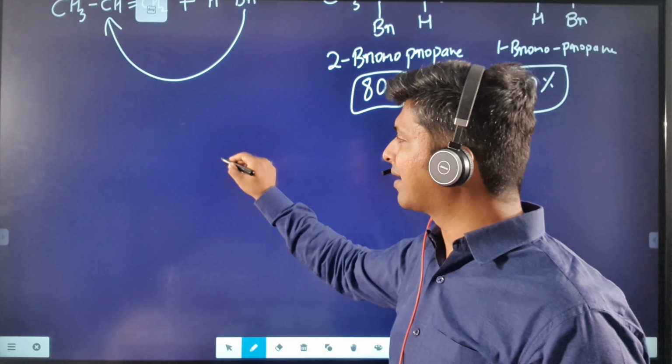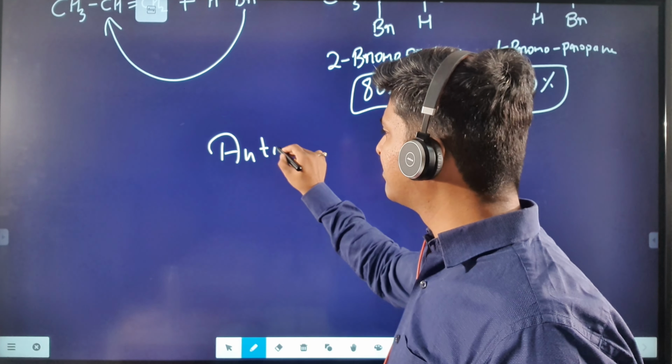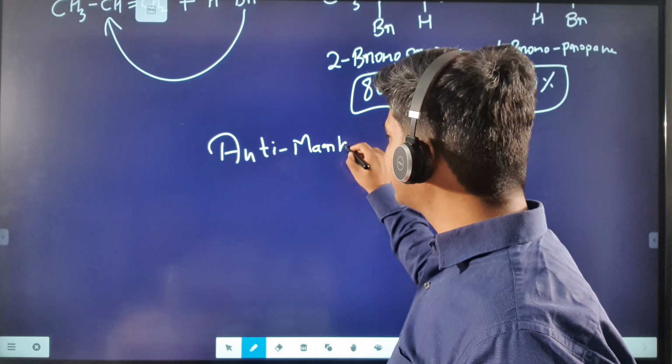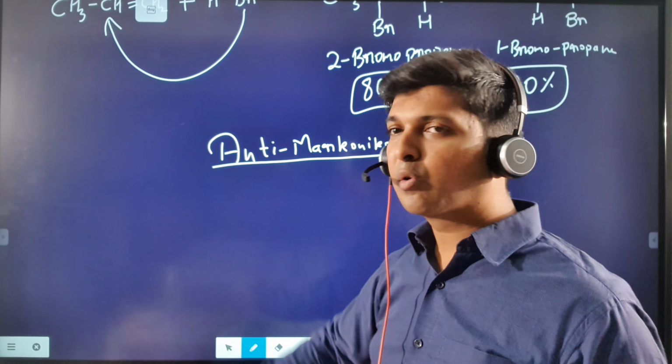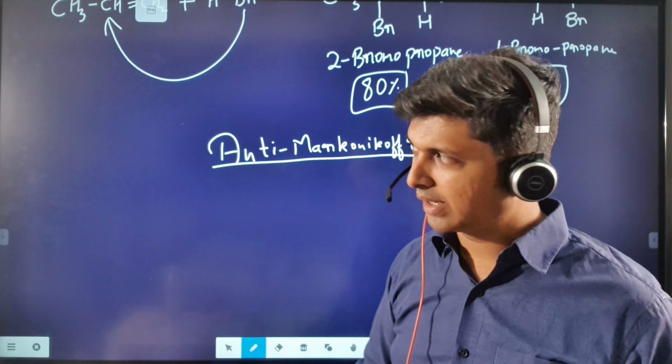Similarly, we are also having something called anti-Markovnikov's rule. In anti-Markovnikov's rule, what's going to happen? Anti-Markovnikov's rule can only take place in the combination of HBr and peroxide.